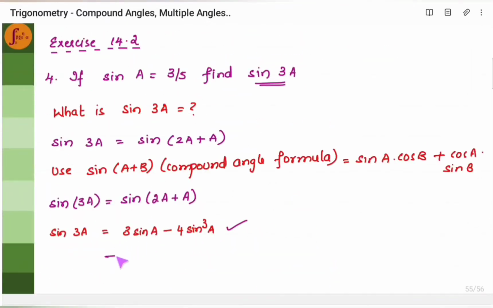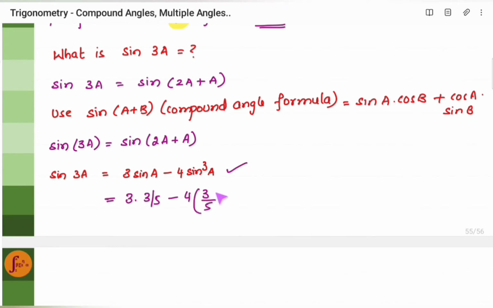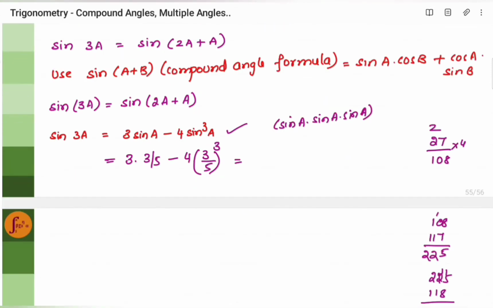What is sine 3A? Sine 3A is 3 sine A minus 4 sine cube A. Sine A is 3 by 5. Now we'll substitute. 3 into sine A, which is 3 by 5, minus 4 into 3 by 5 the whole cube, because this is nothing but sine A into sine A into sine A, 3 times. So I'll get 9 by 5 minus 108 by 125.